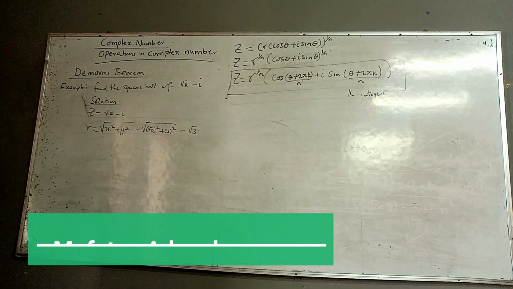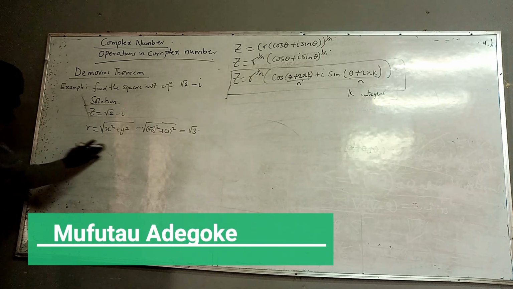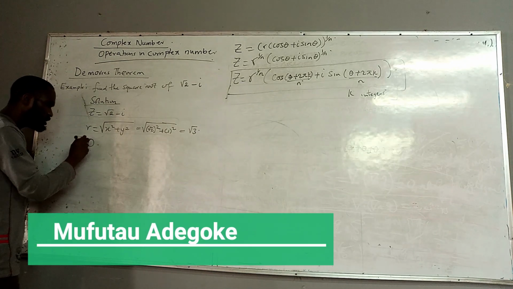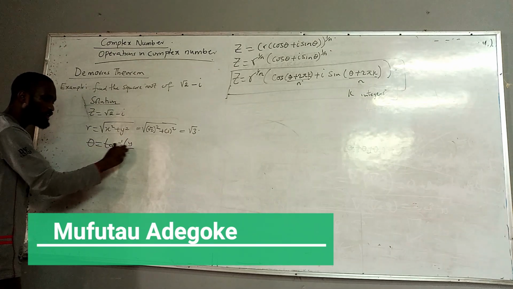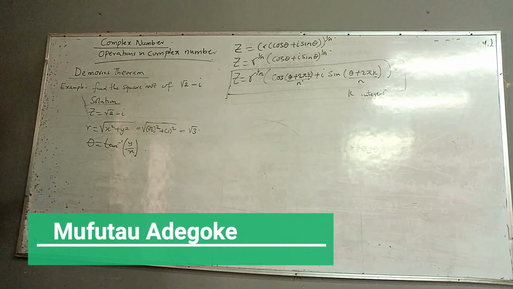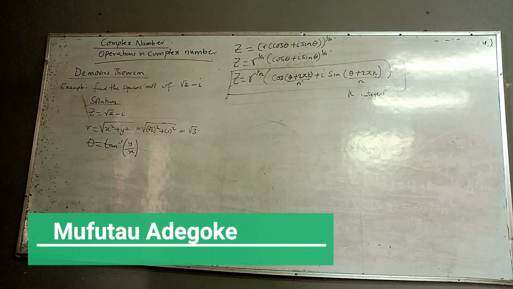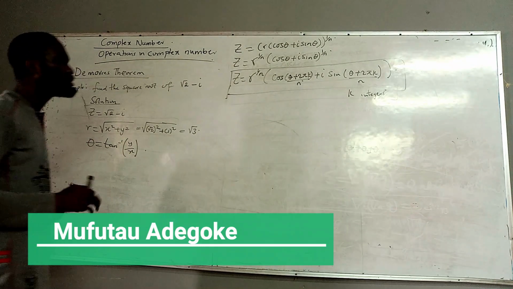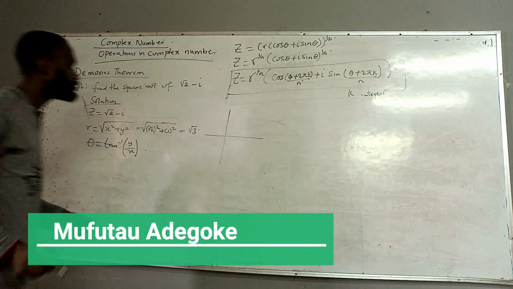Now we need to get theta. If you want to get theta, you can use theta equals tan inverse of y over x. Now, if you want to get your theta, you must consider the quadrant that theta falls into. It's very, very important. How are you going to consider the quadrant? Go and draw your Cartesian plane and locate your value.